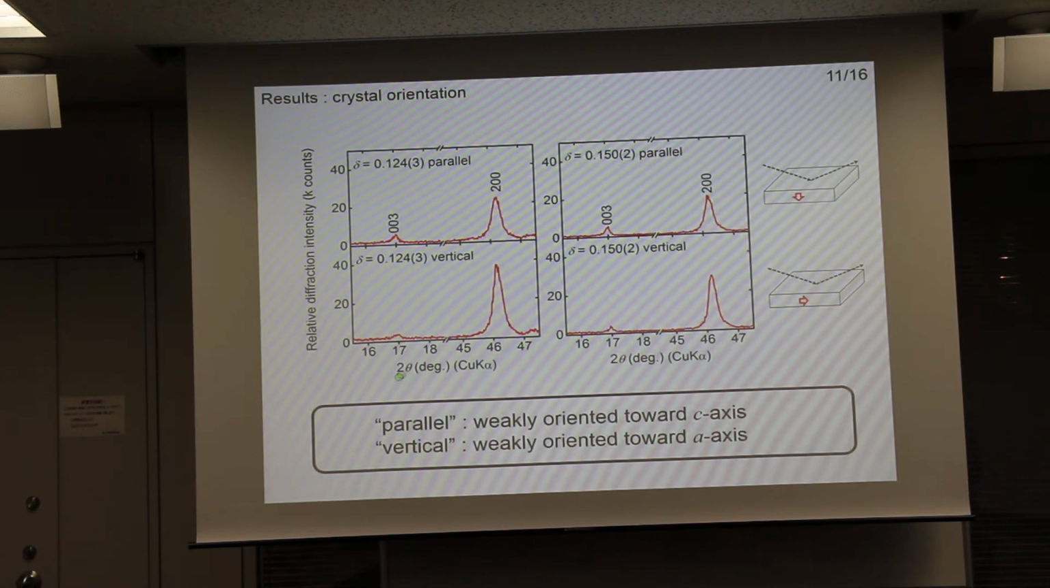In this measurement, for the parallel setup, this is the X-ray diffraction, and this arrow indicates the initial pressing direction. It's parallel. It was weakly oriented towards the C-axis. On the other hand, the vertical sample was weakly oriented towards the A-axis.